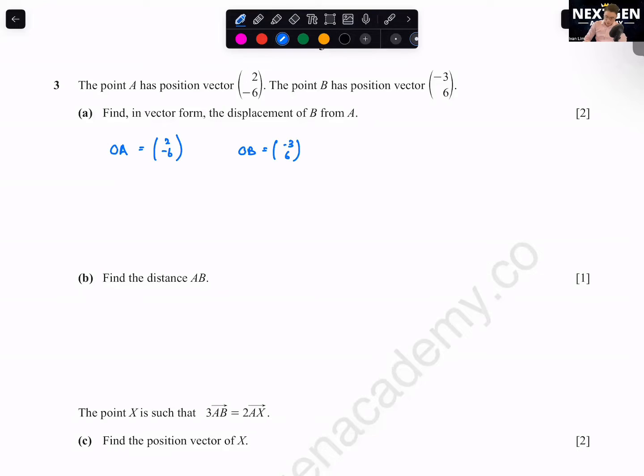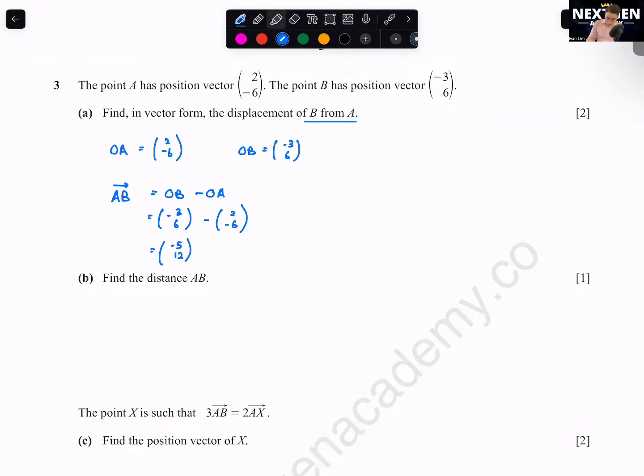They want to find the displacement of B from A. Don't read it as B to A. B from A means we want to find vector AB, not BA, AB. So what is vector AB? OB minus OA. (Negative 3, 6) minus (2, negative 6). You get here (negative 5, 12). That is the answer.